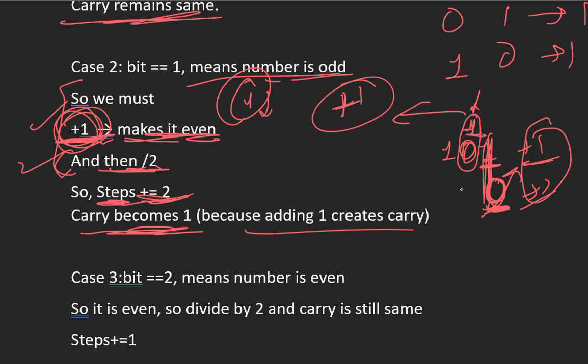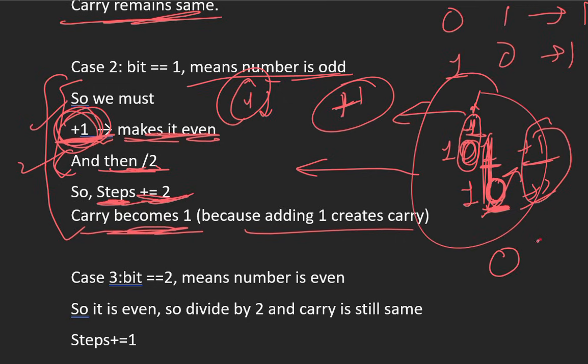So 1 plus 0 is 1, right? So again it is odd, right? Our bit is 1. So again we'll do the same thing, right? So we are not iterating through the whole array. So that's why it will reduce our time complexity to big O of n, from big O of n square.